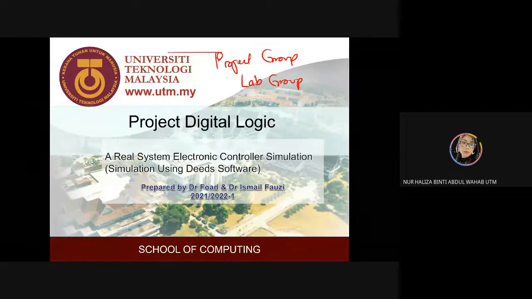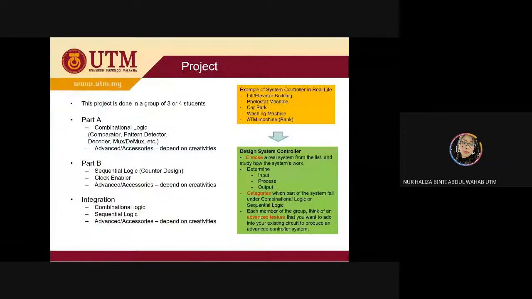Okay, so what is inside your project? This project is done in a group of 3 or 4, I guess. Sometimes you have 5, I forgot already. But it's okay as long as you follow the group that I assigned last time for your lab. And there are several parts: Part A, Part B, and the integration of both parts.